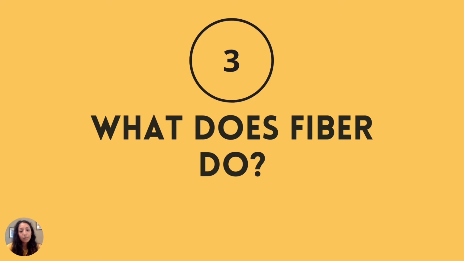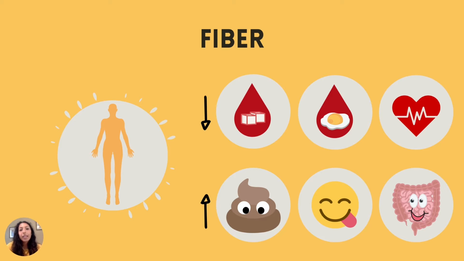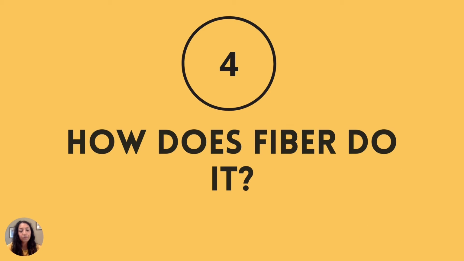So what does fiber do? Eating fiber can positively impact your health and reduce your risk of cardiovascular disease. Fiber can help decrease your blood sugar, your cholesterol, your blood pressure, and adiposity, as well as increase your stool bulk, increase your satisfaction with your meals, and it may also serve as a protector for your intestines and also promote the good bacteria in your gut.